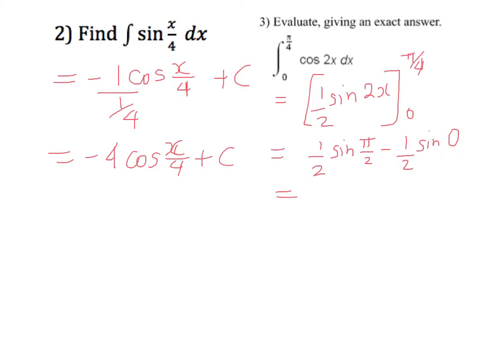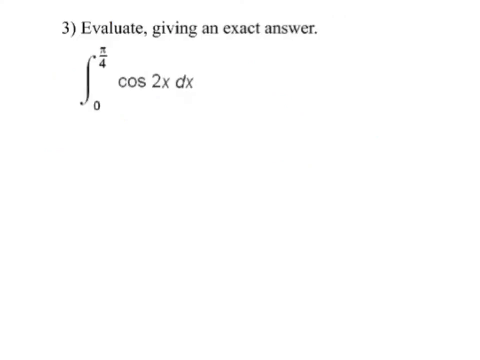Sine of pi on 2. Well, you can either think about the unit circle or the graph of sine. Let's draw the graph of sine. There we have it. The period there is 2 pi, so that value there is pi. So just there is where pi on 2 is. So sine of pi on 2 you can see is 1, because the amplitude is 1. So we've got here half times 1, which is half. So the value of that definite integral is half.